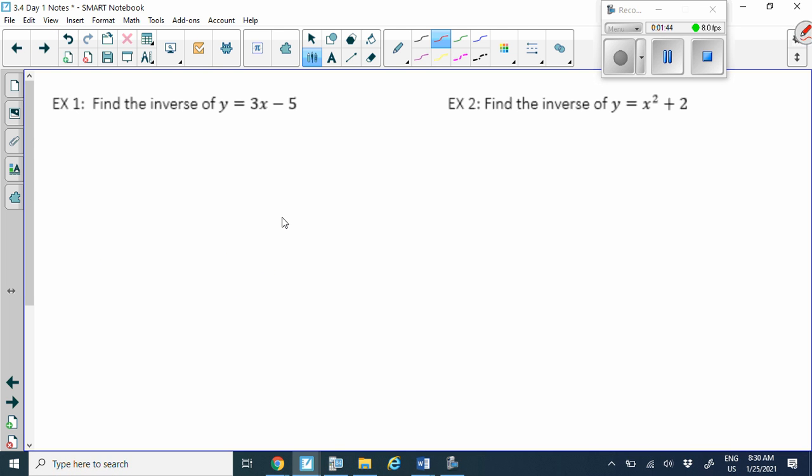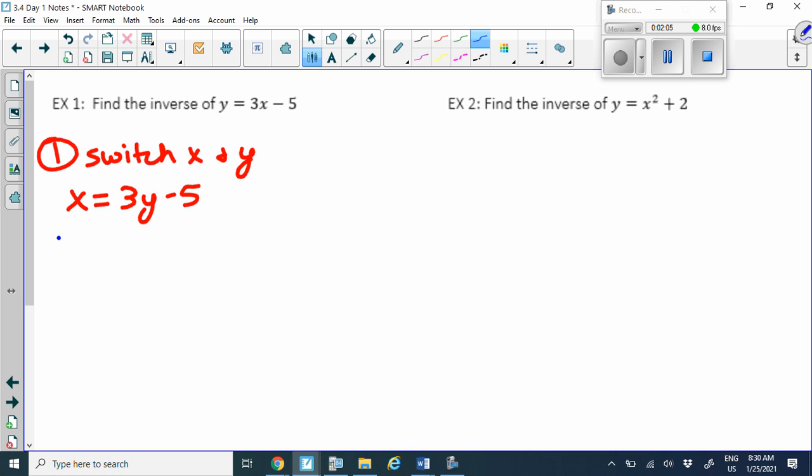Okay, so let's go ahead and find the inverse. So example 1, we're going to find the inverse. Basically our first step is to switch x and y. So that means instead of having y equals 3x minus 5, I'm going to now have x equals 3y minus 5. Okay, the second step is to solve for y.